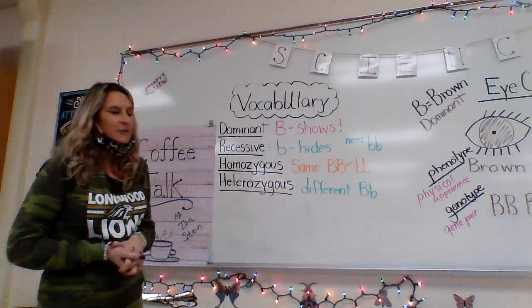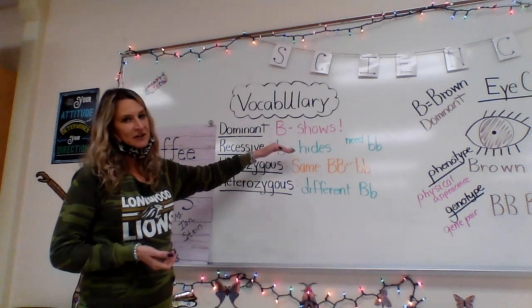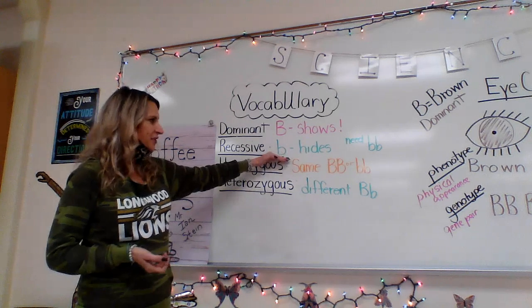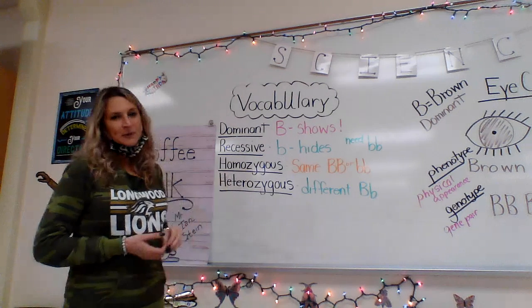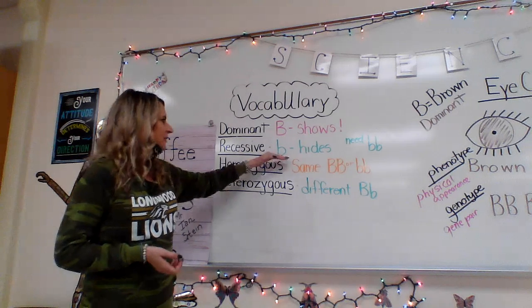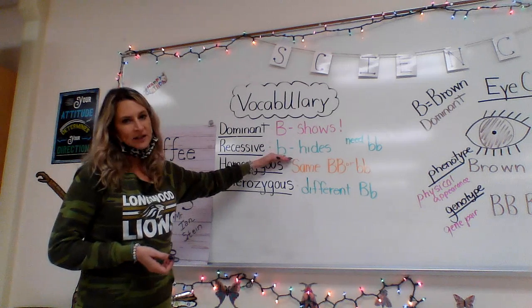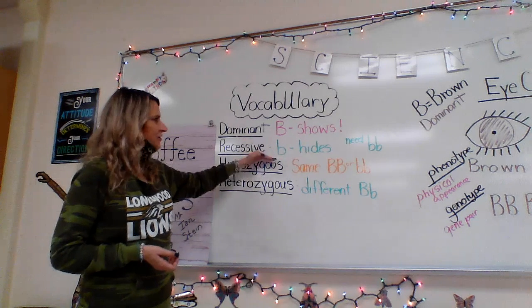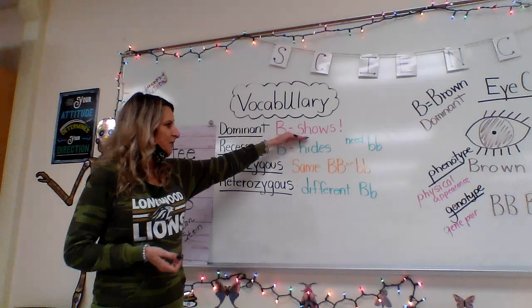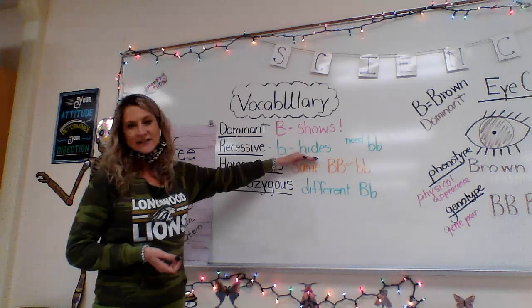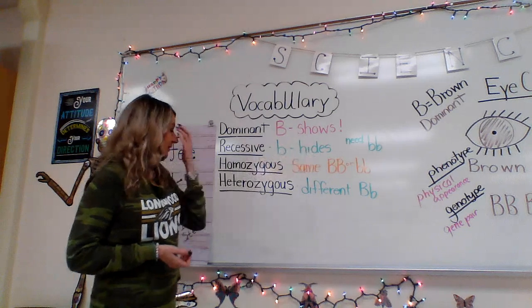And so in this case, we use the same letter, and we're going to now show you a lowercase version to show it is recessive. So little b is going to represent blue eyes as a phenotype, and it's going to represent a recessive gene. Okay, so dominant versus recessive. Capital versus lowercase: always shows, hides if there is a dominant present.